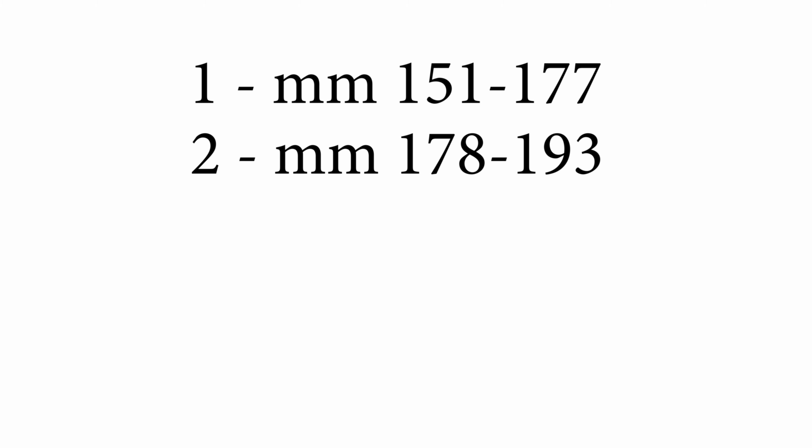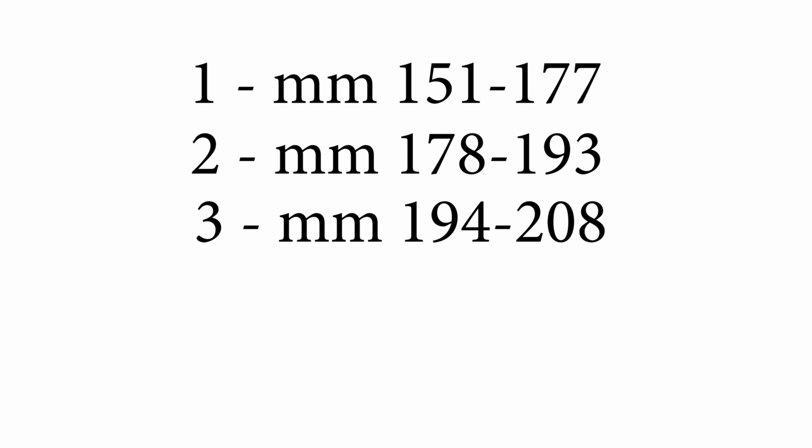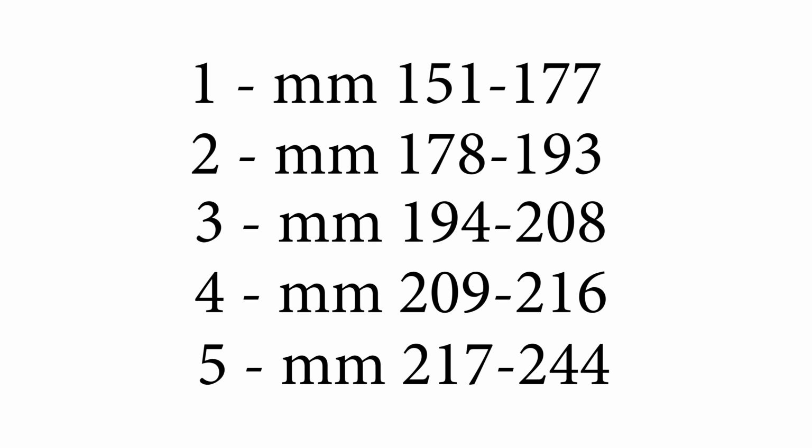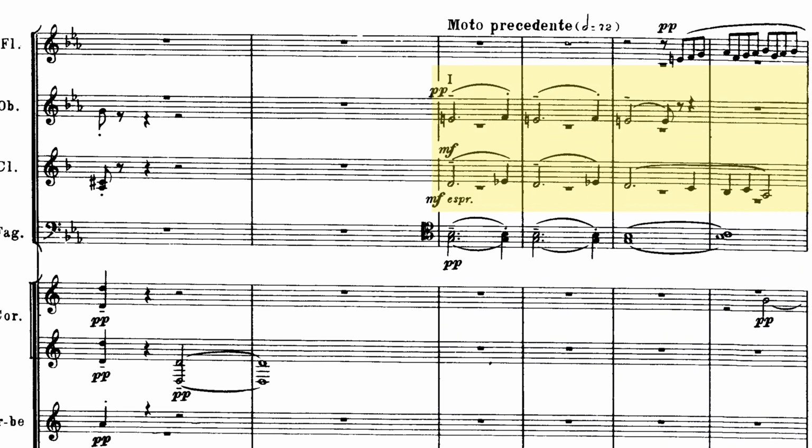This section also can be divided, and it can be split into 5 different blocks. Measure 151 to 177, bar 178 to 193, bar 194 to 208, bar 209 to 216, and finally bar 217 to 244. Now in the first block, notice the first theme played by the oboes, clarinets and violas.